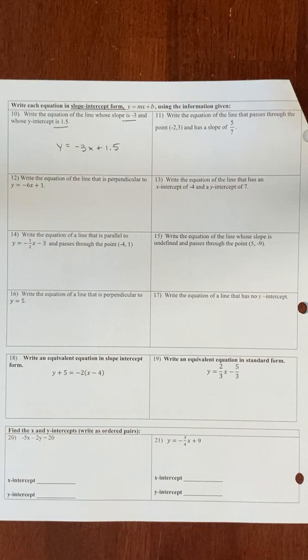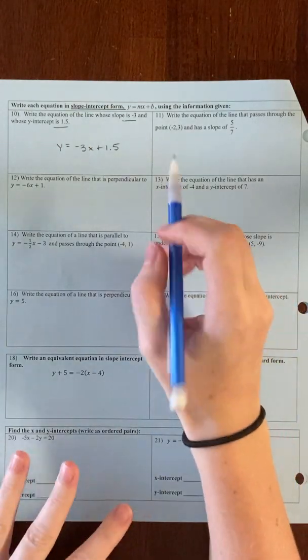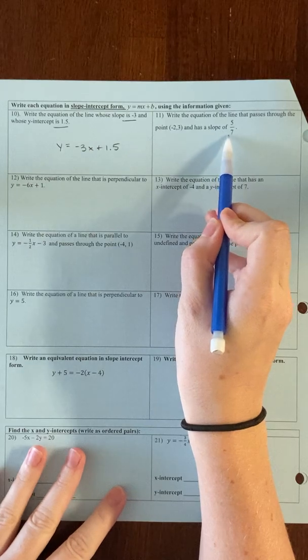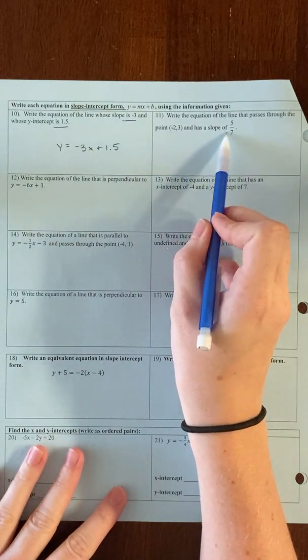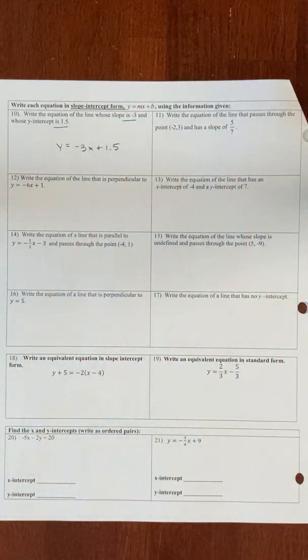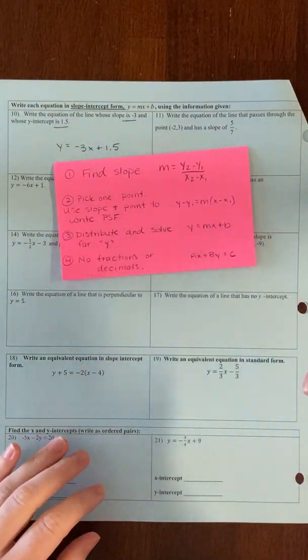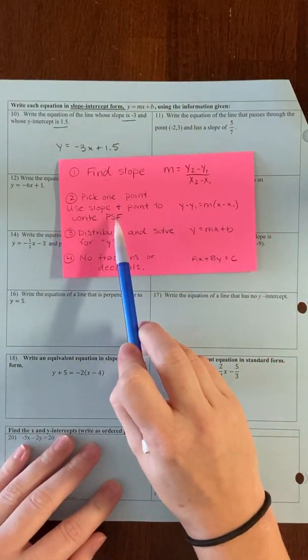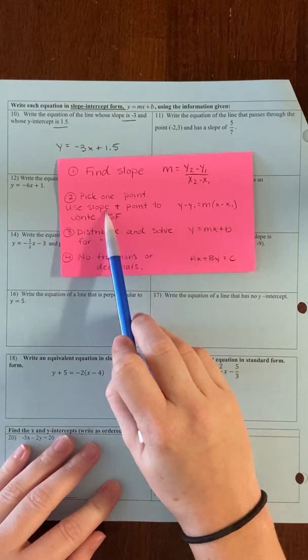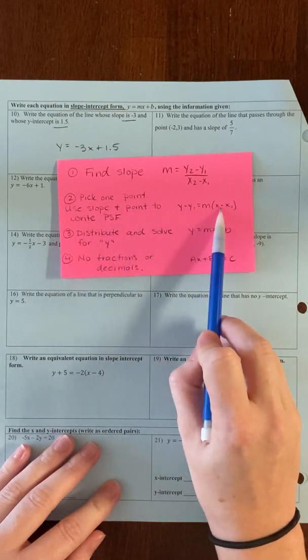The next one says write the equation of a line that passes through the point -2, 3 and has a slope of 5/7. So let's ask ourselves, well, what do we know? We know a point and we know a slope. And so if we know a point and we know a slope, we can plug that into point slope. So again, just to remind you, here's the order we want to go in. We're currently here. We know a point and a slope, so we can plug it into point slope.